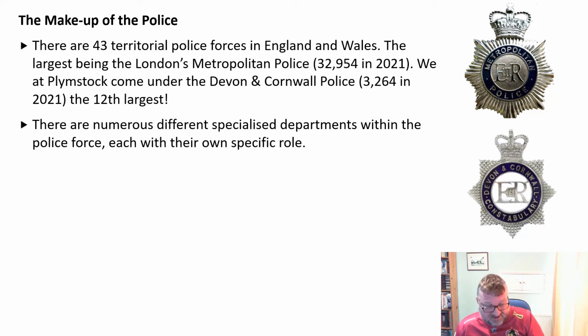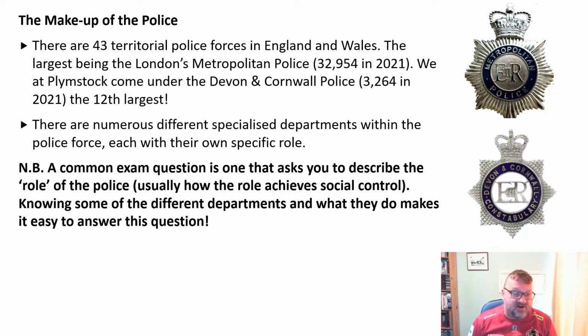Now, why am I referring to that? Well, because there's a really common exam question where candidates are asked to describe the role of the police. Sometimes, in fact quite usually, that's describe the role of the police and how those roles achieve social control. So in other words, how the police ensure that we abide by the law. And knowing some of the different departments and what they do makes it much easier to answer this question. So I'm quite unapologetically going to go through in quite detail those departments, and then I'm going to give you a summary right at the end if you got that sort of question.